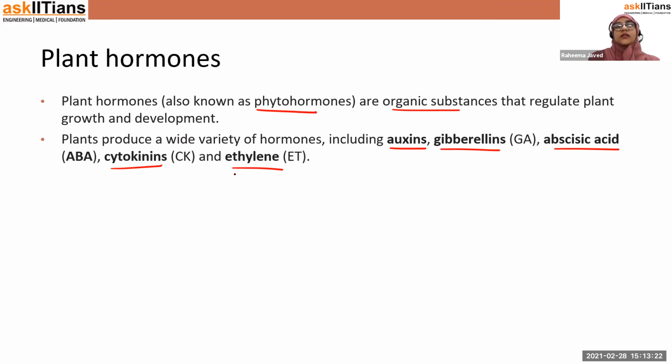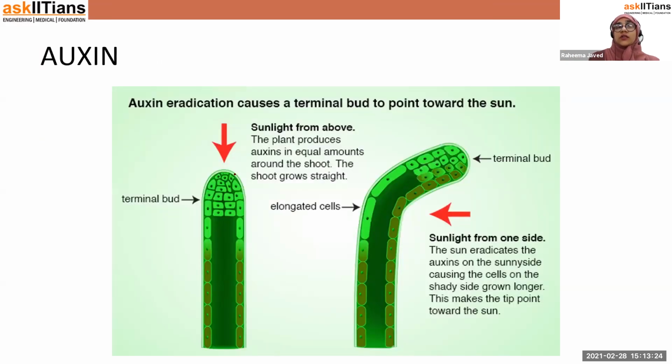So let's start with the first hormone, that is auxin. In the previous video, I also explained the function of auxin in phototropism. This is the terminal bud where the auxin is synthesized and it moves towards the part which is non-illuminated. It causes the growth of the illuminated part towards the light, which is the terminal bud, but it gets diffused to the non-illuminated part where it causes the elongation of the cells.